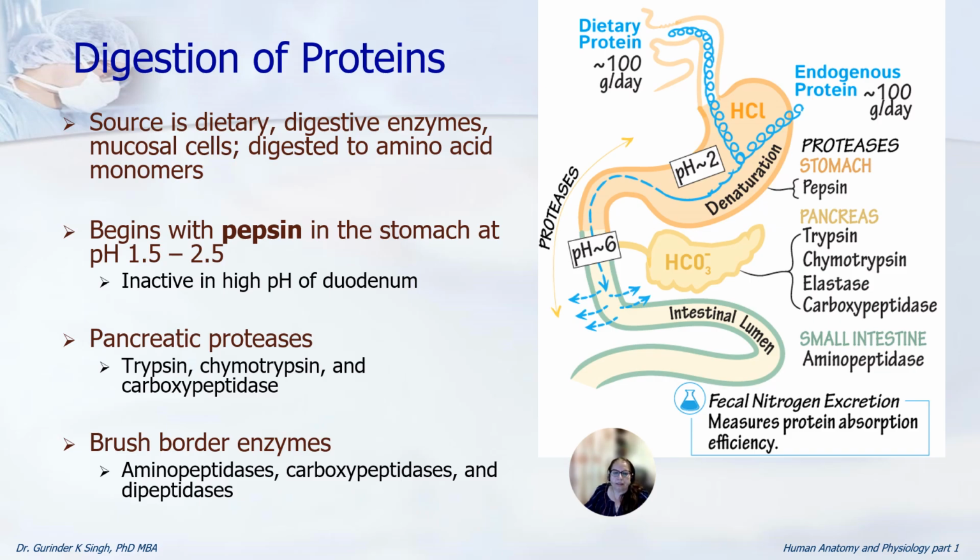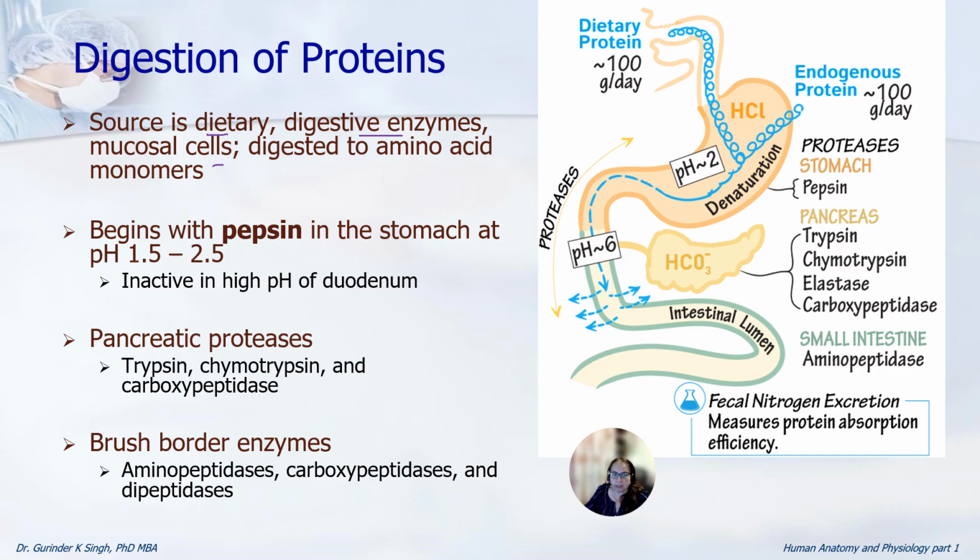All right, let's now discuss how proteins are digested in our body. First question: where do the proteins in the digestive system come from? They come through the food, the dietary protein we ingest. Another source is the digestive enzymes released inside our digestive tract. Mucosal cells also release some proteins, or the cells which are being degraded. All of them are digested to amino acids by enzymes called proteases.